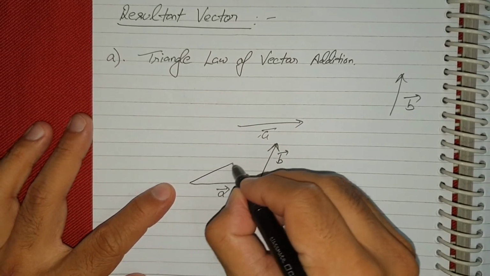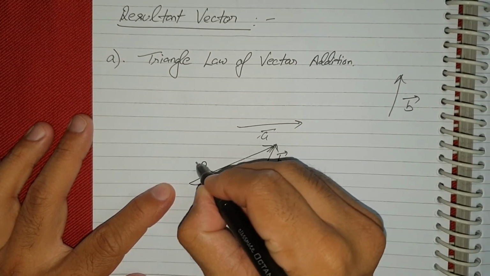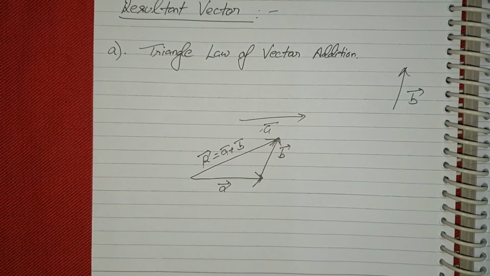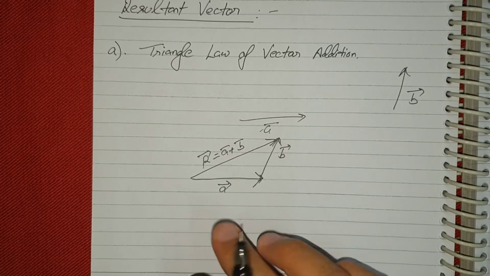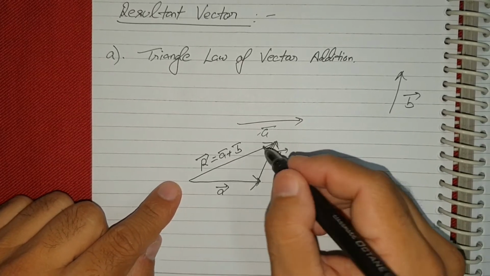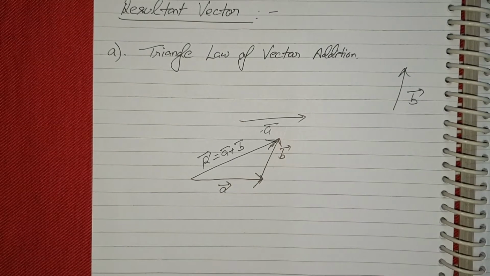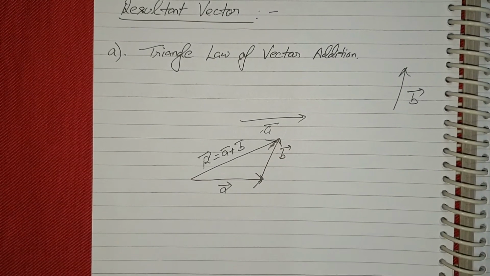Now what is the resultant? The resultant R is given as vector A plus vector B. This resultant vector is taken in the opposite order. So this is what the triangle law of vector addition is. Now consider, we actually have to find the magnitude.